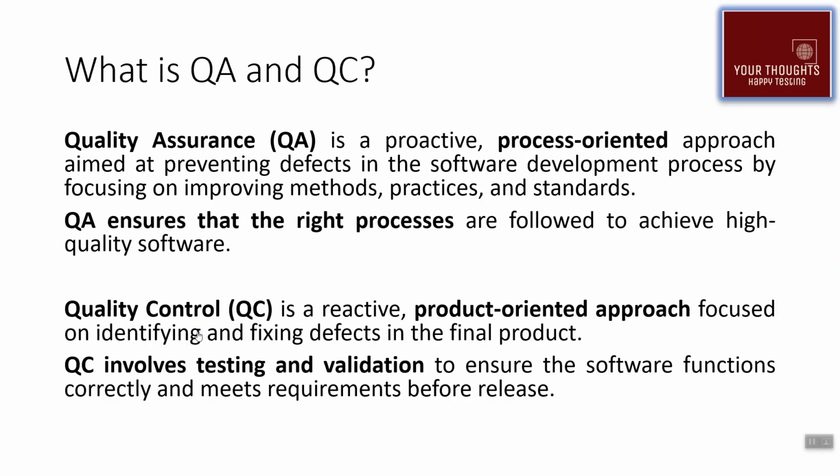So moving forward to today's topic. As we have already discussed, we are going to discuss quality assurance and quality control. This is a very interesting and important area of software testing, which we need to learn: what is quality assurance, what is quality control, what is the difference between these two, and how we can implement and perform the different types of activities during quality assurance and quality control in software testing.